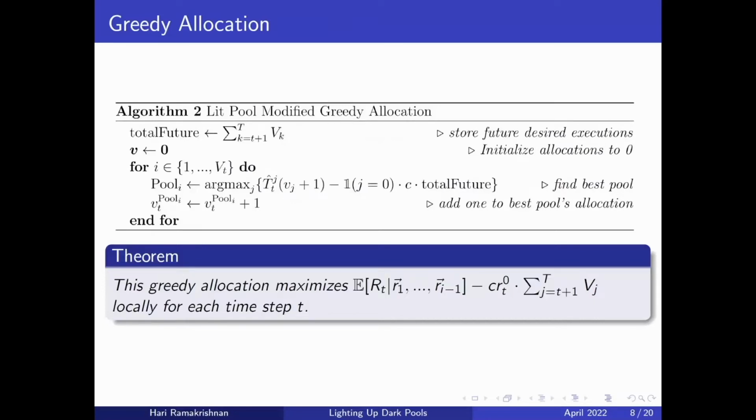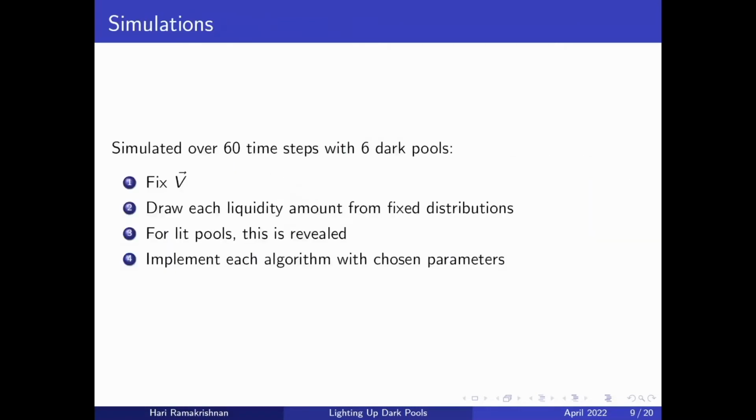And so we show that this greedy allocation maximizes the expected number of units that are executed minus some market impact parameter that's based on the model that we've introduced. So we have this algorithm, and we show some theoretical results for how it works, but we also take a look at how it works in a simulated manner.